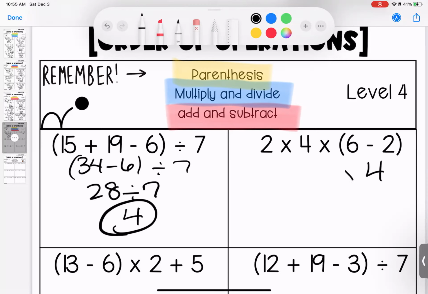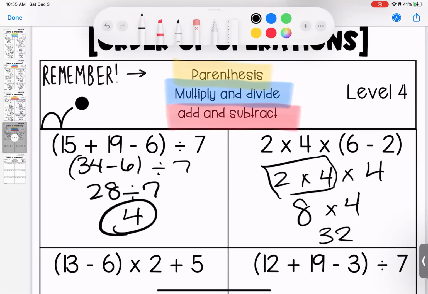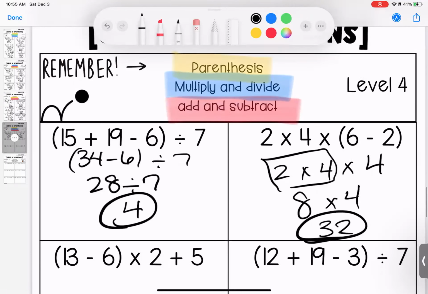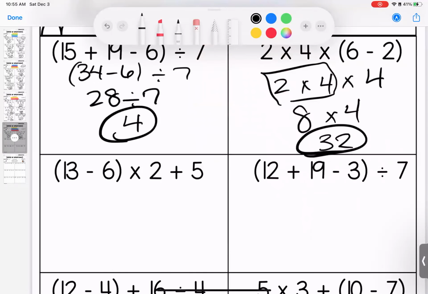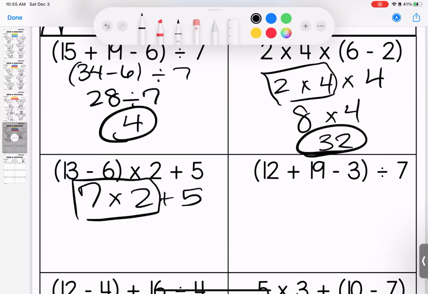Parentheses first. 6 minus 2 is 4. Rewrite. We have two multiplication sets. Do them one at a time. 2 times 4 is 8. 8 times 4 is 32. One step at a time. 13 take away 6 is 7. I'm done. I drop my parentheses. I multiply. 7 times 2 is 14. I add 14 plus 5 is 19.